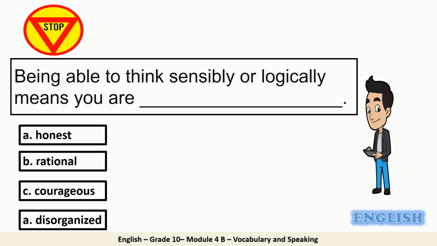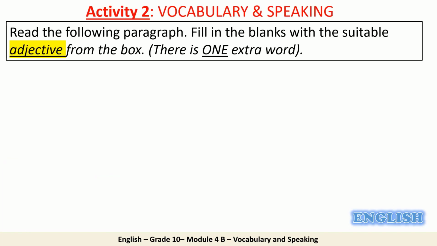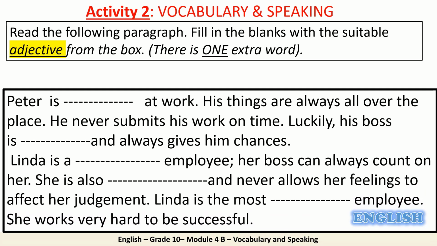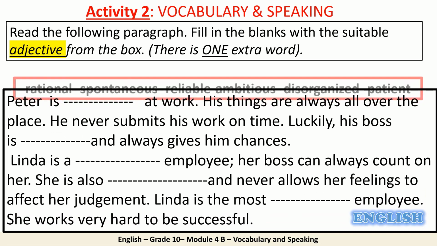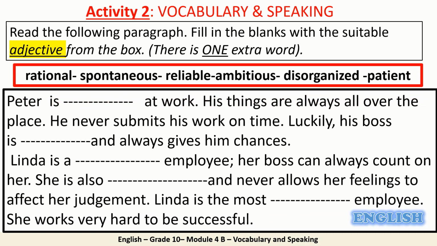Let's check. Being able to think sensibly or logically means you are excellent. You are a rational person, which means you do not allow your feelings to affect your choices. Activity 2. Please pause the video. Read the following paragraph. Fill in the blanks with the suitable adjective from this box. Remember, there is one extra word.